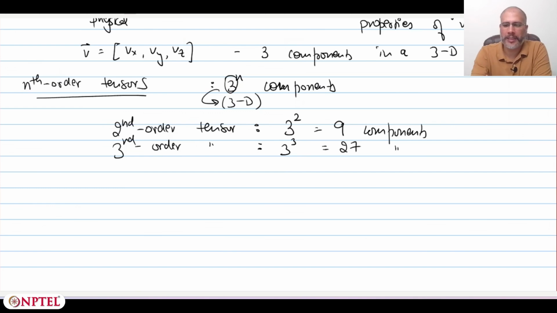Now the question is: does anything which has 3 to the power of n components to describe it become a tensor? And the answer is no. For an object to be called a tensor, it must satisfy certain properties. Again, like vectors, tensors are mathematical objects. In fact, vectors are also tensors. So for something to be called a tensor, it must satisfy the mathematical transformation property that is required for it to be called a tensor. So let's write it down.